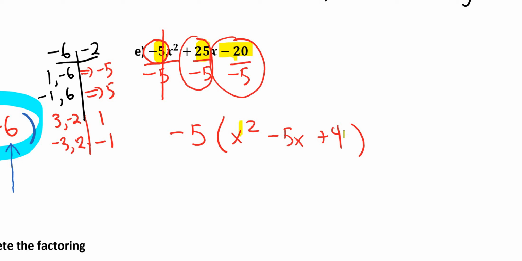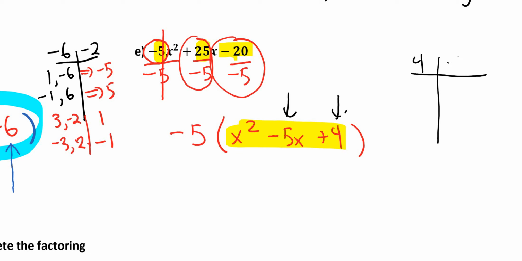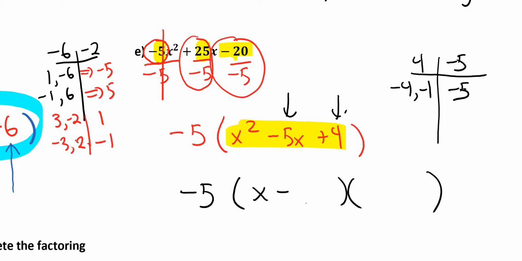Alright, let's take a look at this inside trinomial here, and once again we can set up a table. We need two numbers that multiply to 4, and those two numbers need to combine to -5. So the numbers that I'm thinking of are -4 and -1. So -4 times -1 is +4, and -4 minus 1 gives you the -5. Alright, so in order to finish this off, I need two brackets again, x minus 4 and x minus 1.